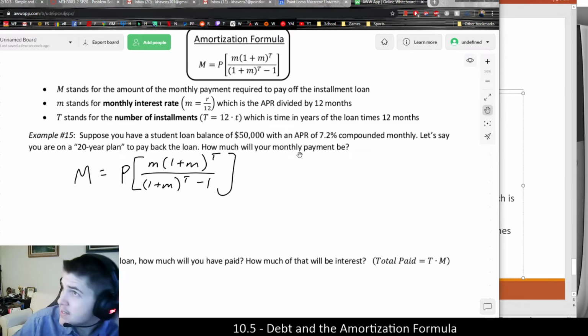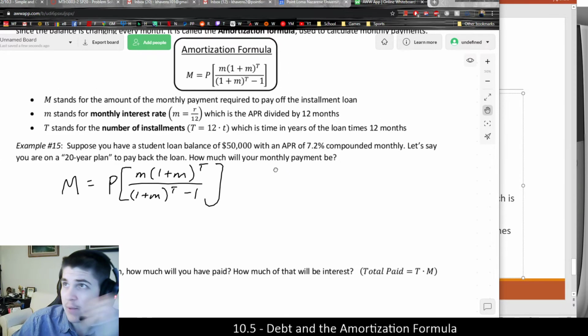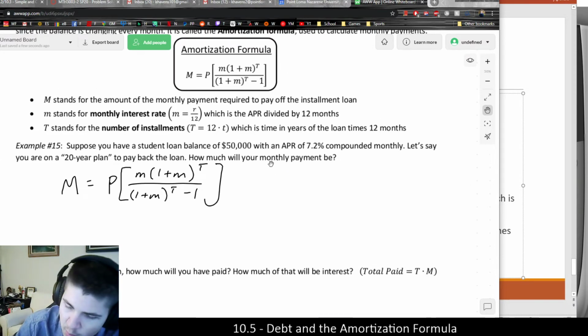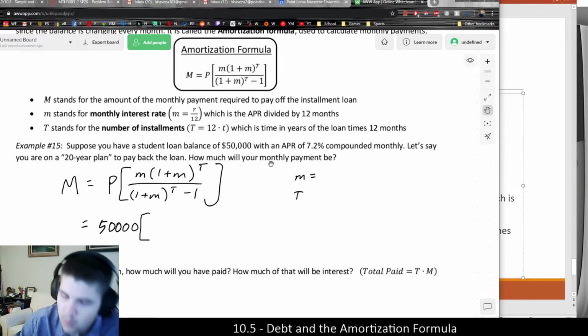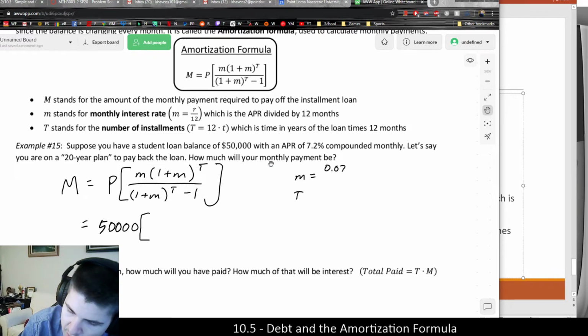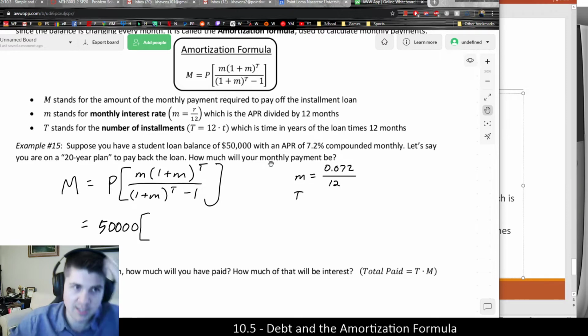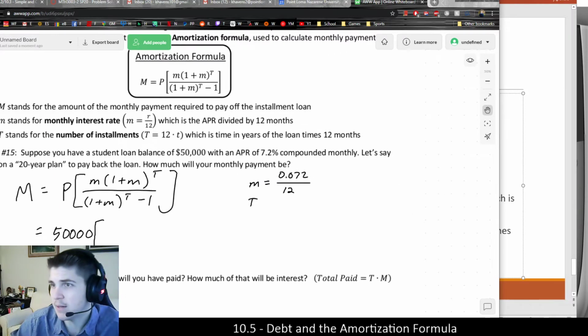But anyways, let's look at what we have. But also what I recommend is figuring out, well, what is m and what is t? We know that the principal is the starting value, which is how much I borrowed, which is 50,000. But the rest we need to know. So little m, the monthly interest rate, is going to be r over 12, because basically we're just going to take our APR and divide it by 12 to get what it will be in a month.